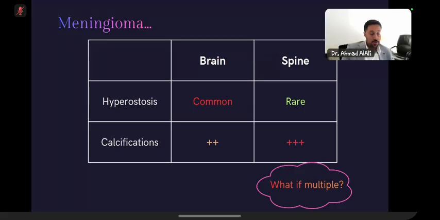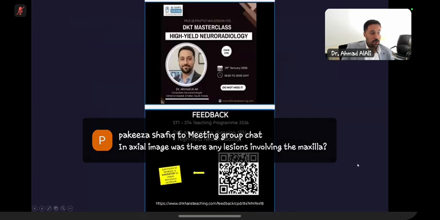Yes, excellent. So we expect to find meningiomas, schwannomas, and ependymomas, and not only in the brain, but also in the spine as well. So you have to scan the whole neuro axis to look for these lesions to exclude multiplicity and syndromic associations.